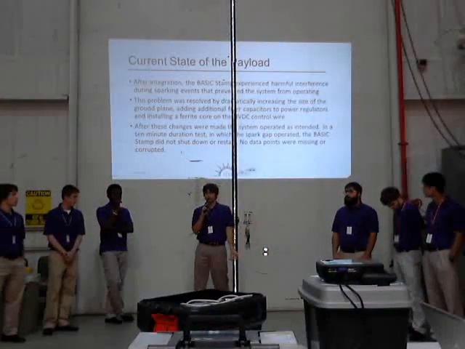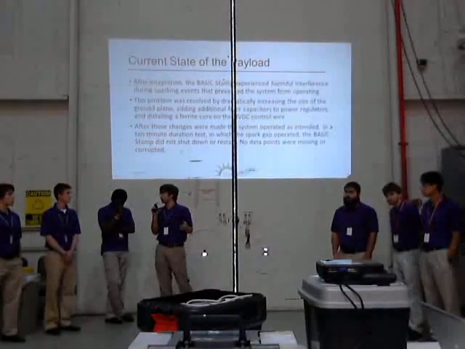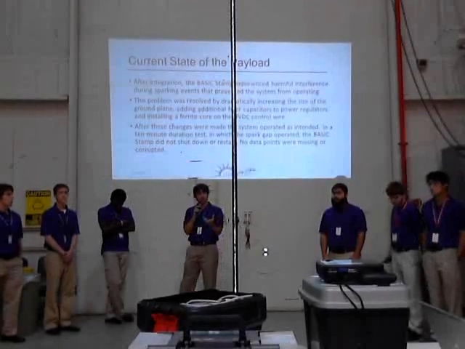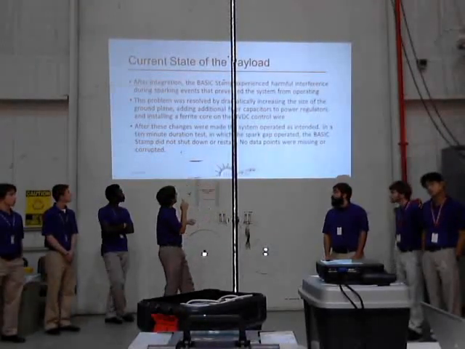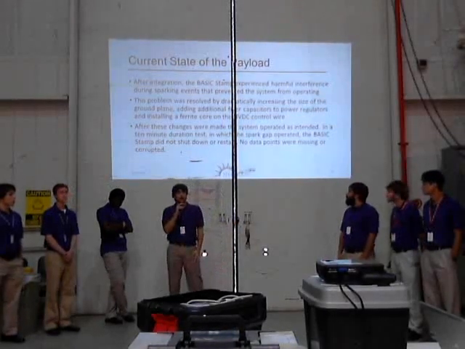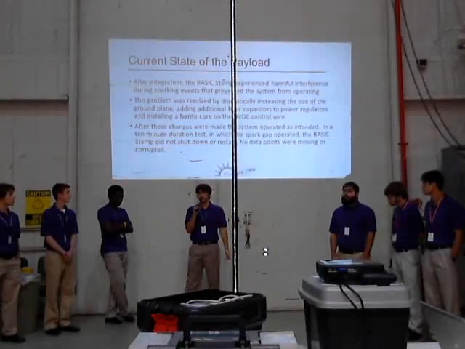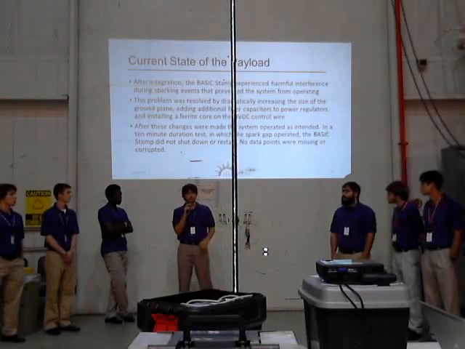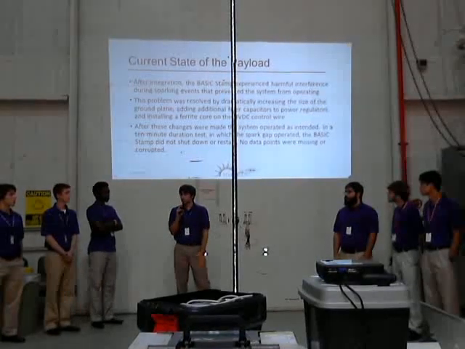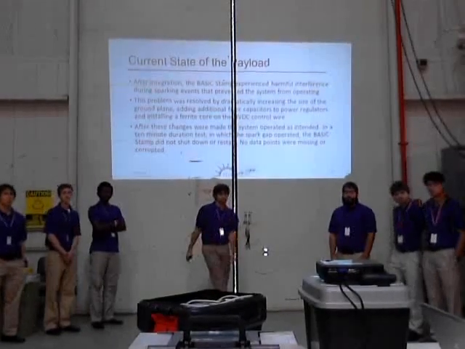So, finally, the current state of our payload. While we were integrating the payload, we had an issue where every time we would spark, basically the basic stamp would just stop working. So what we ended up doing is we put a bunch of filter caps on the power supplies, added a massive ground plane, and added a ferrite core to the HVDC control feedback wires. After doing all of that, we were able to get 10 full minutes of constant arcing and sparking, and there were no ill effects to the basic stamp. So at this point, we believe we're ready for flight. So, any questions?